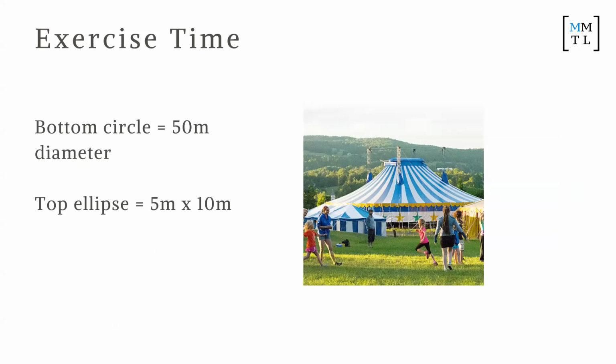So make a new design. See if you can make a circus tent. Don't use 50 meters obviously, but just use millimeters or something. Like a mini tent. So you need a bottom circle, which is 50 millimeters in diameter, and then a top ellipse, which is 5x10 on the short and long axes.